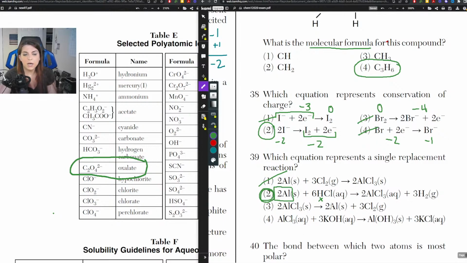Choice 3 is a decomposition. We have aluminum chloride breaking apart into aluminum and chlorine. So that's the decomp. And then finally, the last one is the double replacement. We have aluminum breaking apart from the chlorine and pairing up with the hydroxide. Then the potassium is going to pair up with the chlorine, and that's the swap. And that's the double replacement.